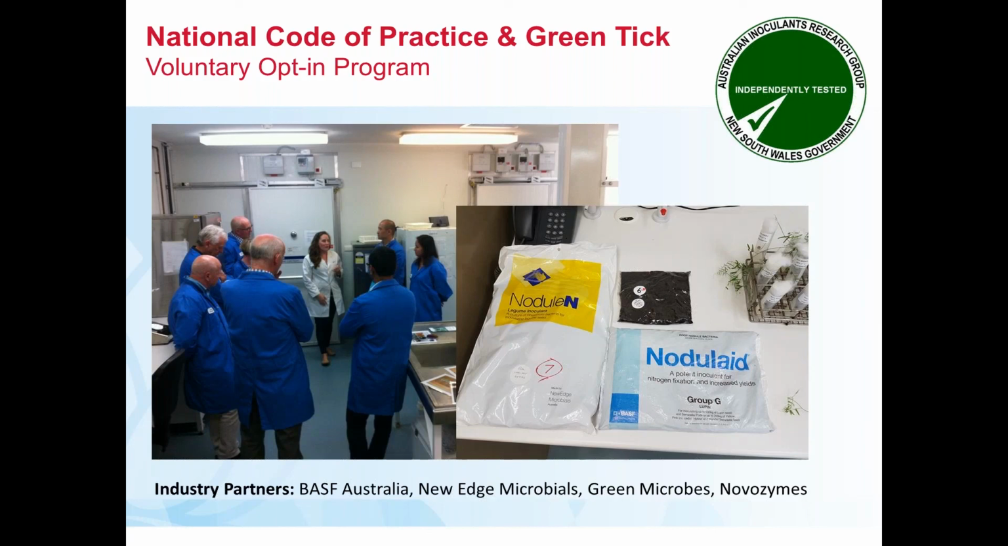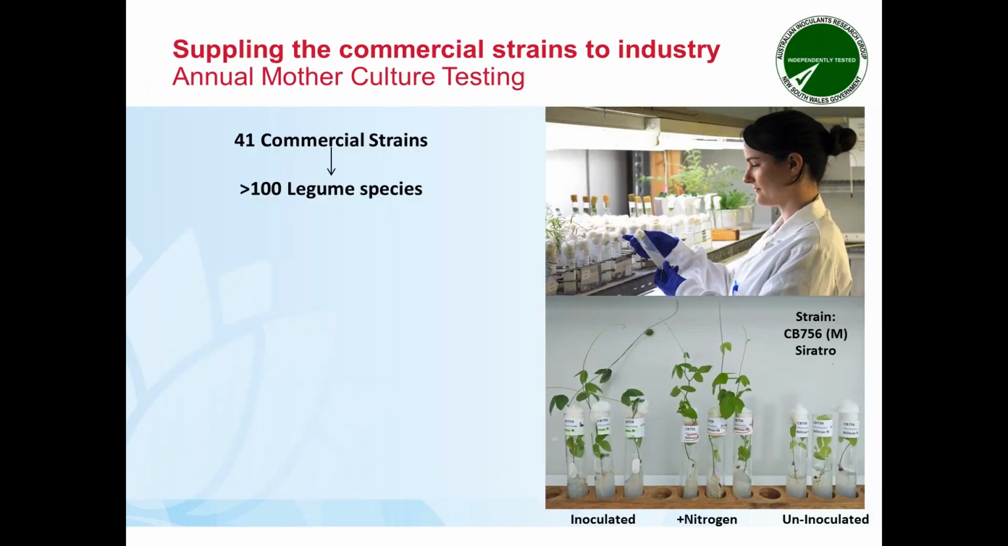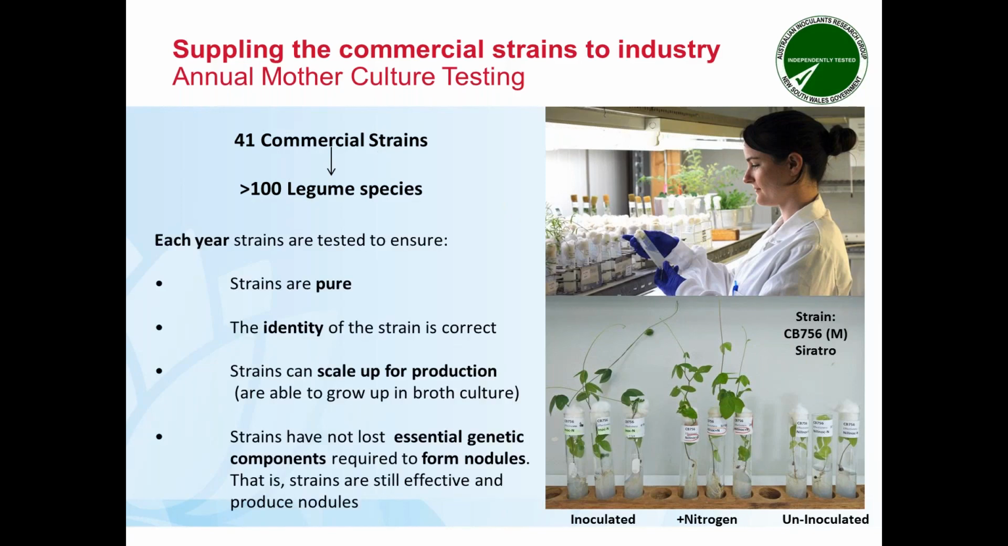Another key role of our group is to supply the commercial mother culture strains to industry. So we do annual mother culture testing. As I mentioned, there are 41 commercial strains. Each year we check that the strains are pure, that the identity of the strain is correct, that strains can scale up for production, so they can grow to a large number of organisms, which is important for manufacture, and making sure those strains haven't lost the essential genetic components required to form nodules.